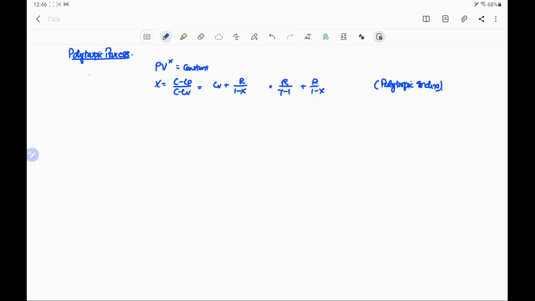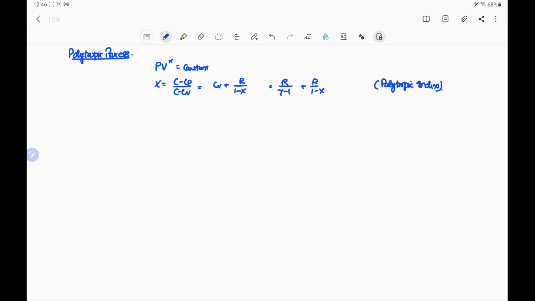We have derived the relation for the polytropic process PV raised to power x equal to constant, where x is the polytropic index equal to (C minus Cp) by (C minus Cv), or we can write it as Cv plus R by 1 minus x, or it is R by gamma minus 1 plus R by 1 minus x.